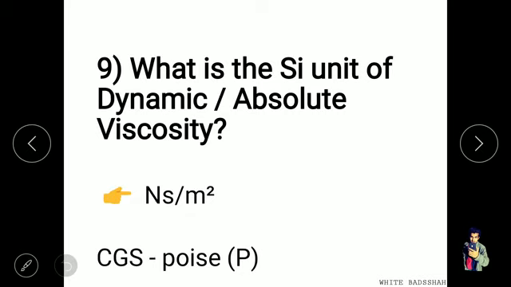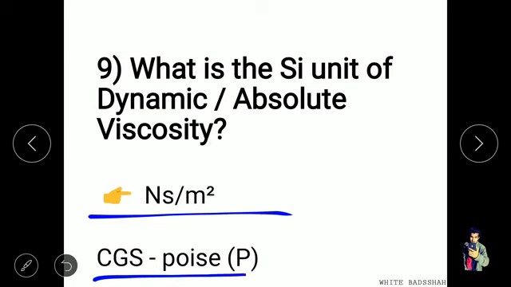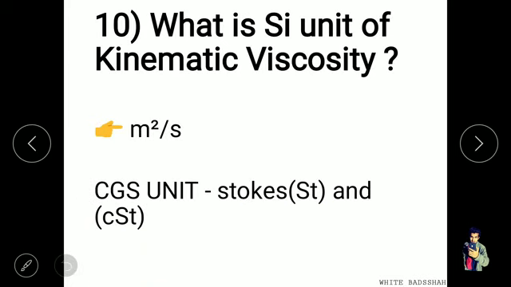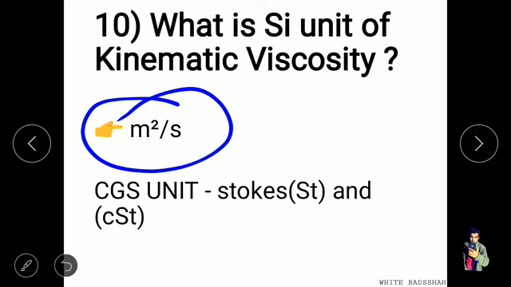What is the SI unit of dynamic or absolute viscosity? Dynamic viscosity is also known as absolute viscosity. The SI unit is Newton second per meter square and the CGS unit is poise. Now, what is the SI unit for kinematic viscosity? The SI unit is meter square per second and the CGS unit is Stokes and centi-Stokes.